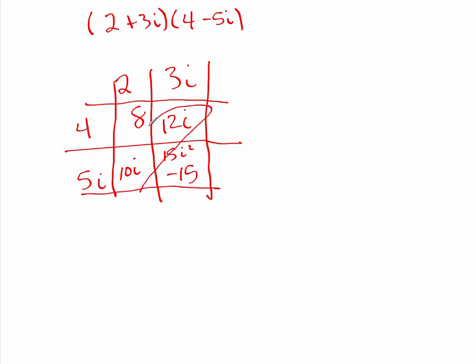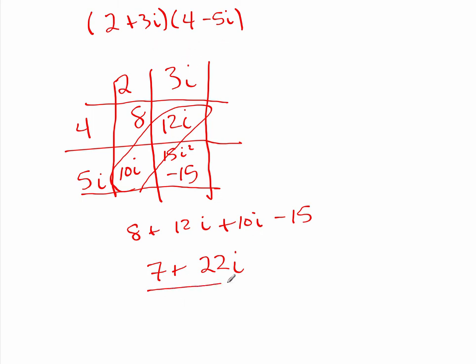Now these are going to add. So this becomes 8 plus 12i plus 10i minus 15. So when we collect our terms, I have 8 minus 15. So this is negative 7 plus 12 plus 10i is 22i. When you multiply like this, you're always going to get another imaginary number, another complex number.